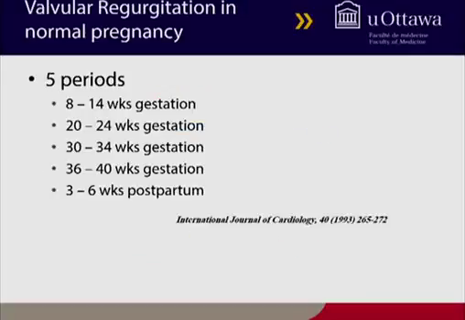We also know that there is valvular regurgitation, which is normal in normal pregnancy. This is one study. There are several studies out there. You can look them up yourself on PubMed or Google search nowadays. There are 5 periods that this study looked at: between 8 to 14 weeks, between 20 to 24 weeks, between 30 and 34 weeks, 36 to 40 weeks, and then 3 to 6 weeks postpartum.